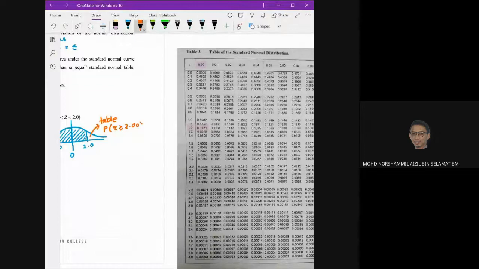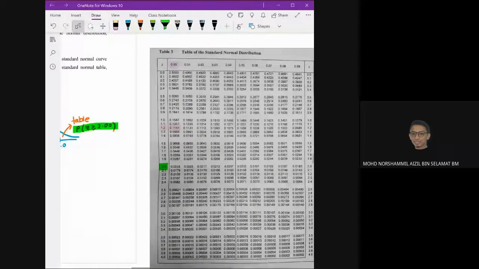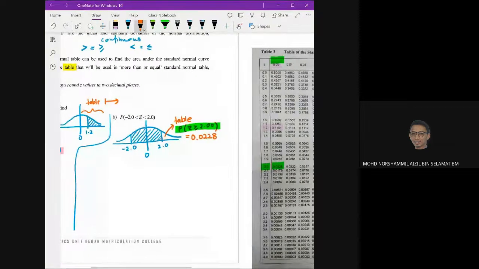Okay, so let's read the table. Ni green color lah. So kita tengok dekat tu kan. Dekat tu. And then dia punya point dia pun 2.00 lah kan. So kita tengok dekat 00 jugalah. Boleh terima? So yang ni. Boleh, sir. Okay. So means that the value of this part is 0.0228. Okay. Boleh faham tak kawasan yang ni? Kawasan yang kecil ni adalah ni. 0.0228. Boleh tak? Boleh, sir.